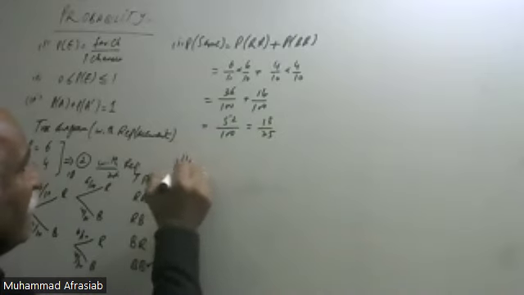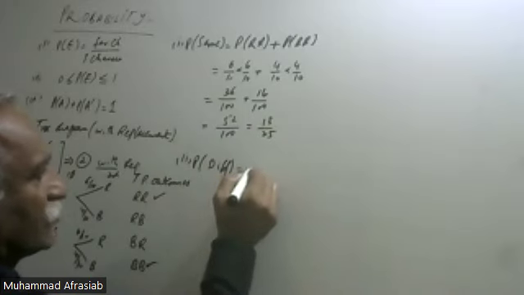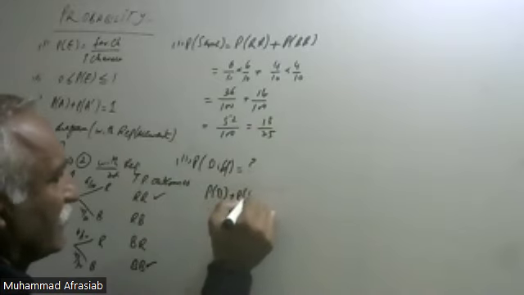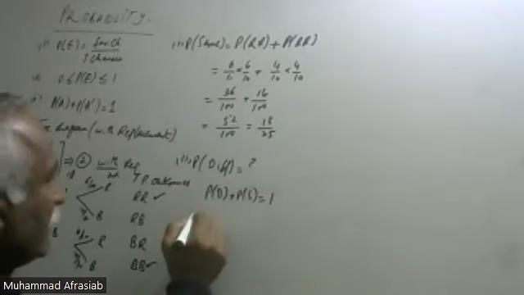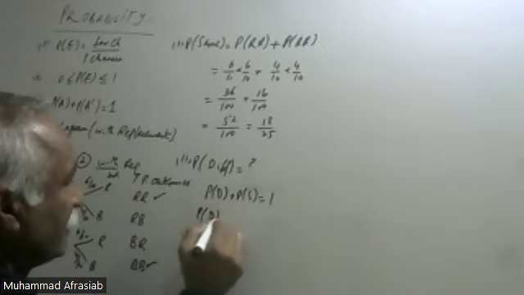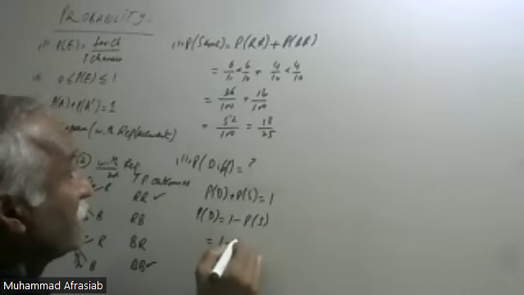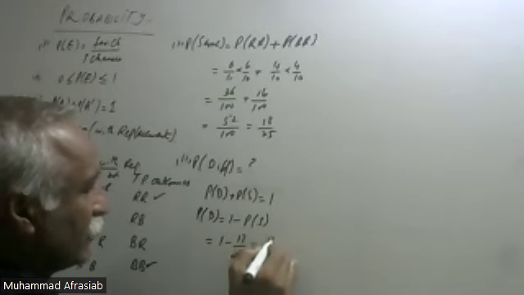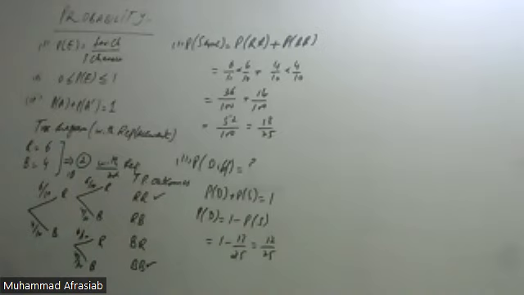Second, if we are going to find the probability of different colors, then we know that probability of different plus probability of same is always equal to 1, due to the third property. So probability of different should be equal to 1 minus probability of same. That is 1 minus 13 over 25, which is equal to 12 over 25, the probability for the different colors.